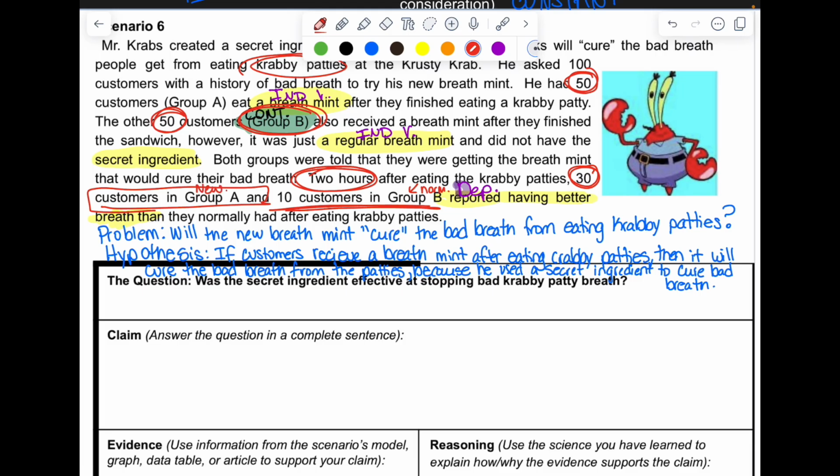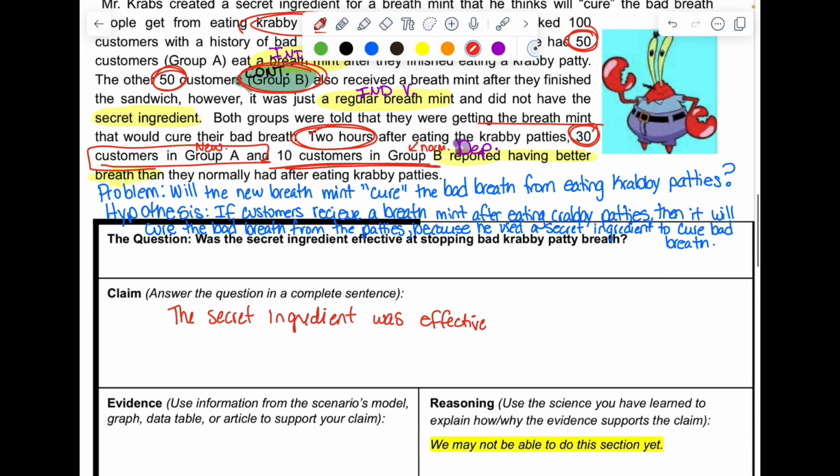new ingredient. Okay, so since I've got more people with the new ingredient having better breath, I am going to answer our question, was that secret ingredient effective? My claim would be that the secret ingredient was effective. And then I'm going to use data to support that answer to my question. So I'm going to use this data here, and I'm going to put that data as my evidence.